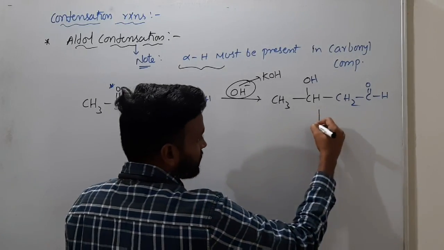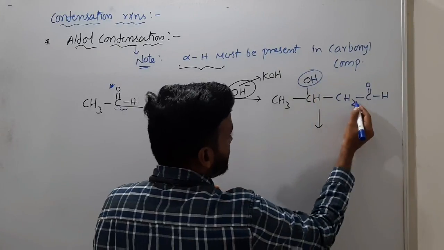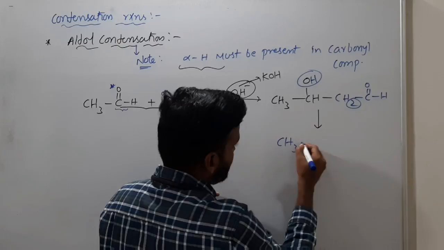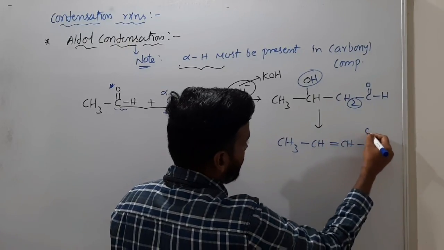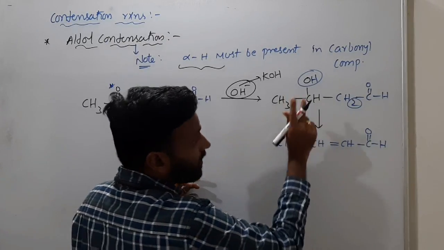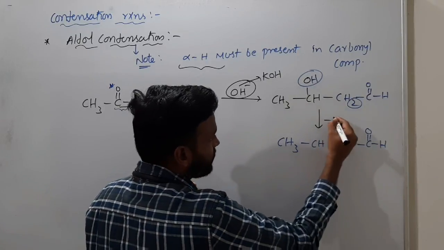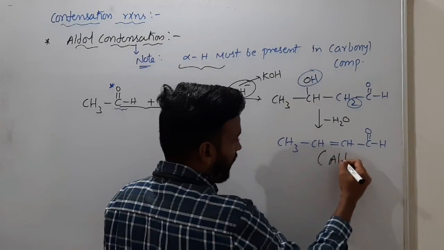Now from this, see this OH and this hydrogen, one more hydrogen will be removed, and you will get CH3 CH double bond CH C double bond OH. So what happens here? Aldol condensation means, I told you, removal of neutral molecules. So OH and H were removed, so H2O was removed. This product is called aldol.